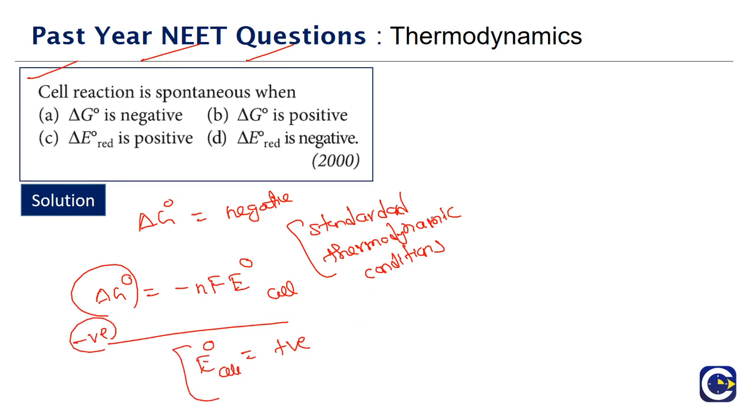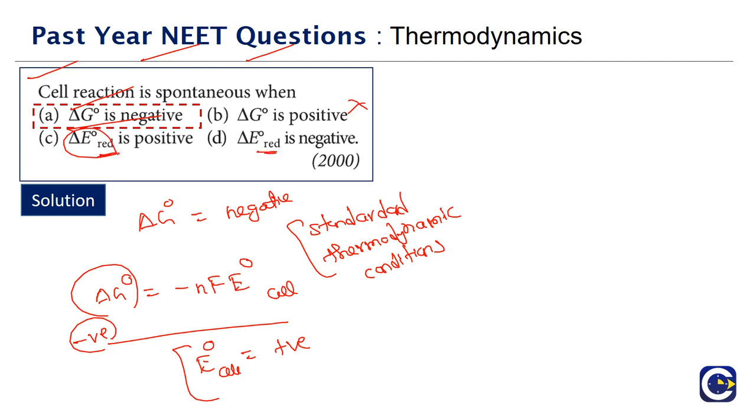So what is the correct answer for this? We can see option A. Why? Because del G naught should be negative. That's when the cell reaction will be spontaneous at the standard thermodynamic conditions. Now here in option B they are saying del G positive, that is not correct. Option C and D they are talking about E naught of the reduction.